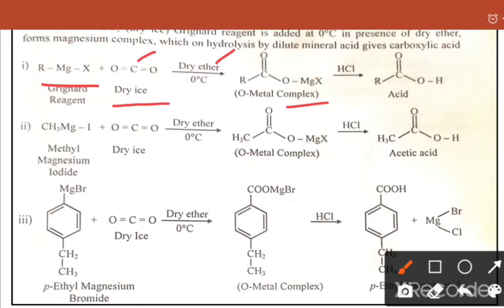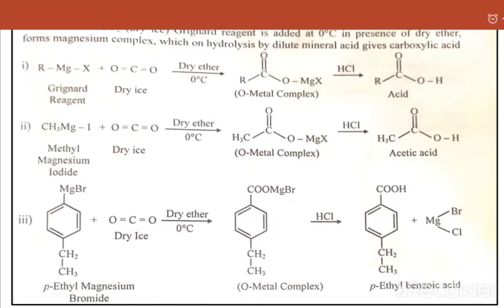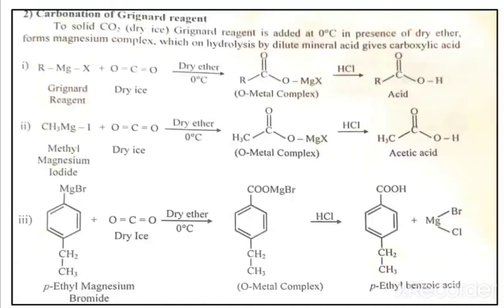Now in the next step, this magnesium complex undergoes hydrolysis by adding a dilute mineral acid, that is HCl, and here we get the acid. That means here it is a simple series of steps. First, the Grignard reagent on treatment with dry ice CO2 is added at 0 degree Celsius in presence of dry ether. We get the magnesium complex, and this magnesium complex undergoes hydrolysis in presence of HCl. We get the acid.